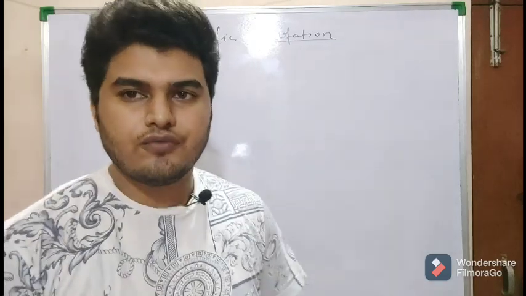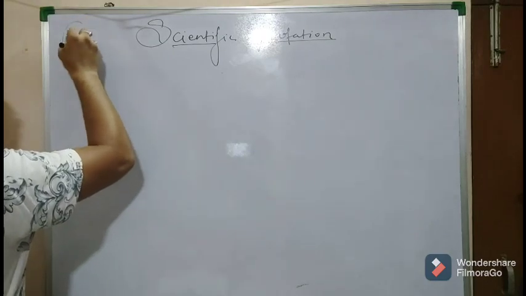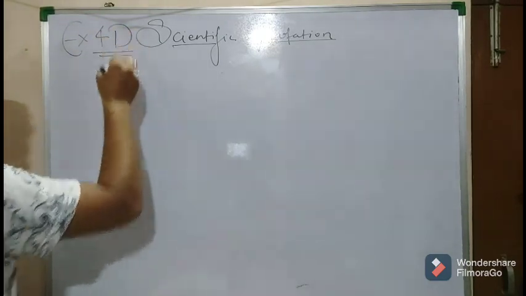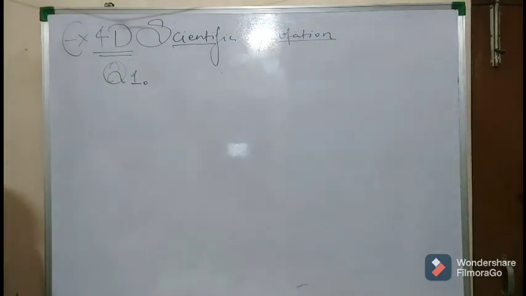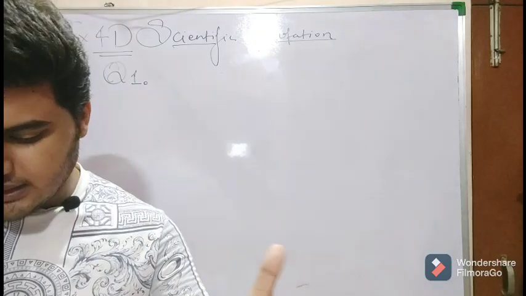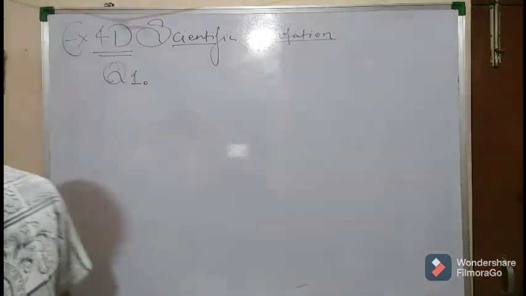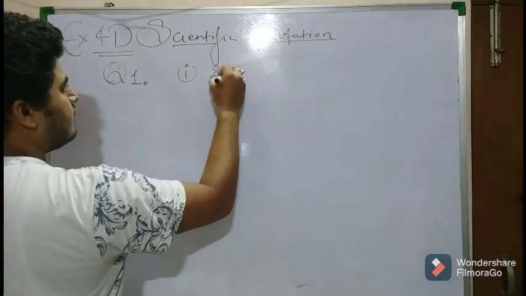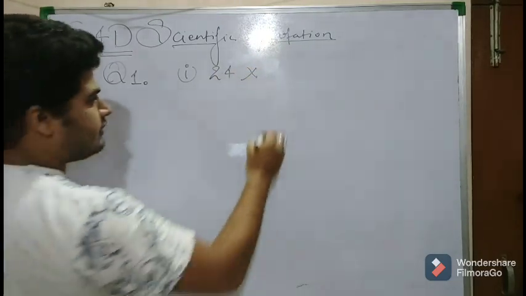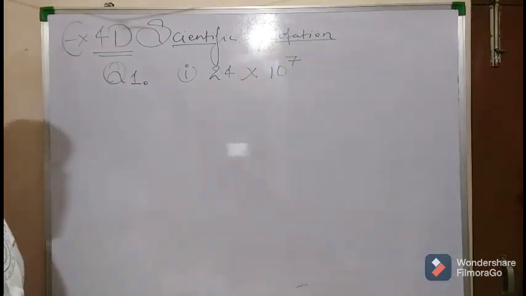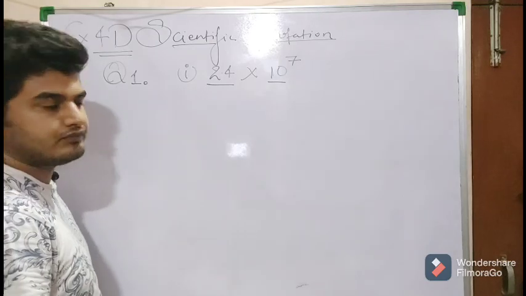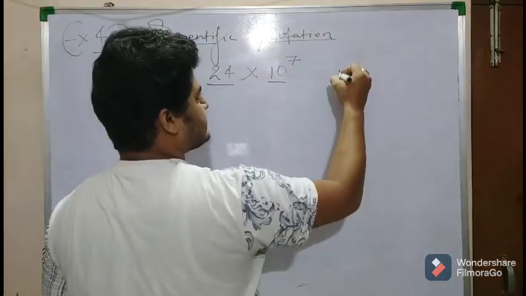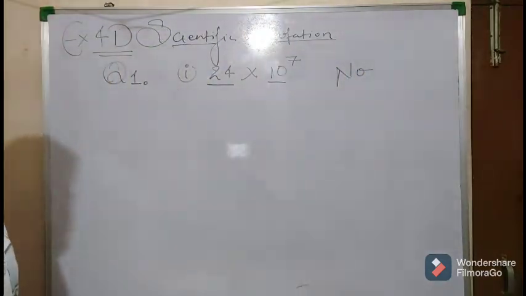So with this simple concept of scientific notation, let's start our next exercise, that is exercise 4D. In that, question number one is saying that some numbers are given. We have to tell whether the number is in scientific notation or not. Like it is saying 24 into 10 raised to the power 7. So this one is correct, but this number should be between 1 to 10, and it is not, it is 24, so it is not in the correct scientific notation, so we'll write it as no.